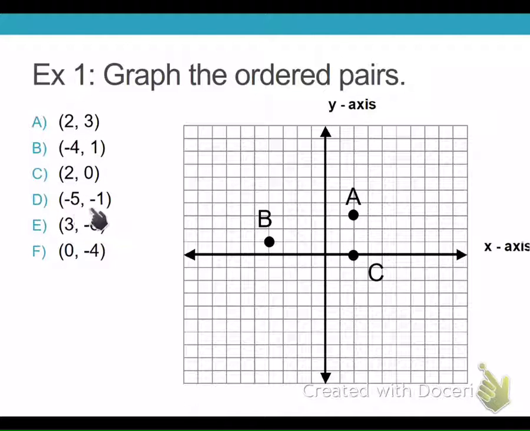All right, point D. What am I going to do? 5 left. 1, 2, 3, 4, 5. 1 down. Put a point. Mark it with a D.